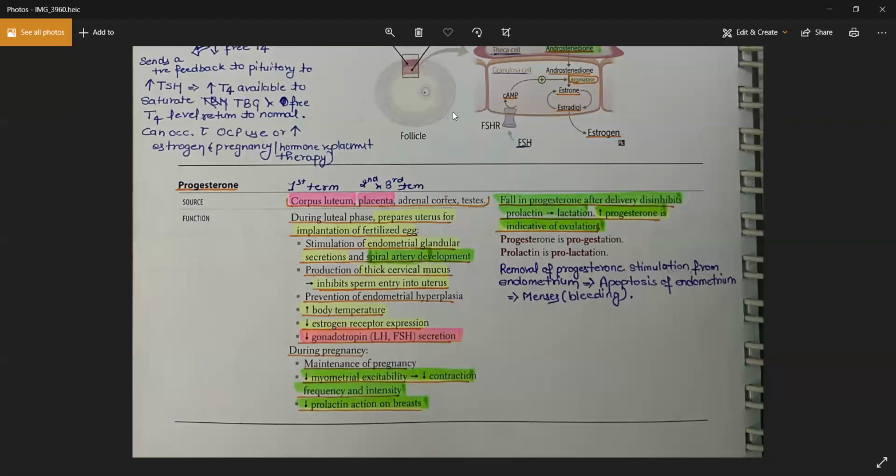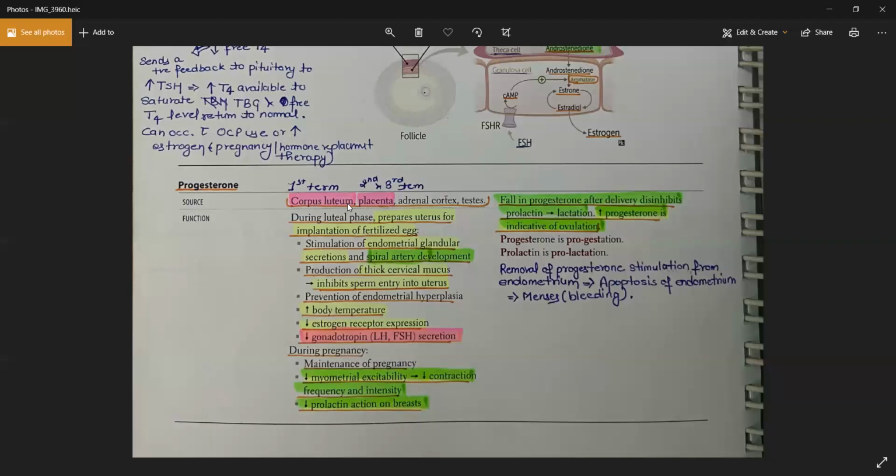Now, after this ruptured follicle, under the influence of luteinizing hormone, it is converted into the corpus luteum after the 14th day, when the ovulation occurred. Now, under the influence of LH again, this corpus luteum will secrete this progesterone. Like I told you, the corpus luteum, right?